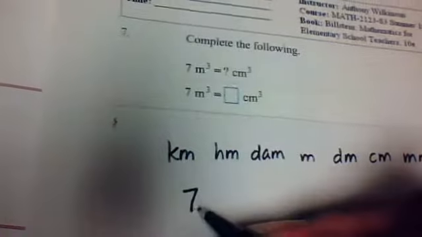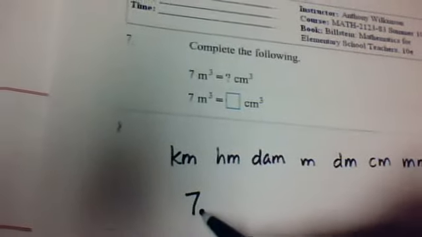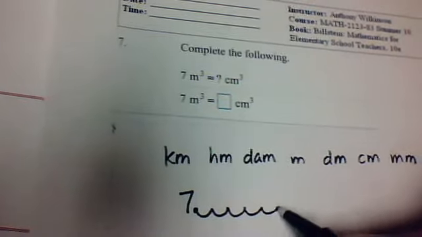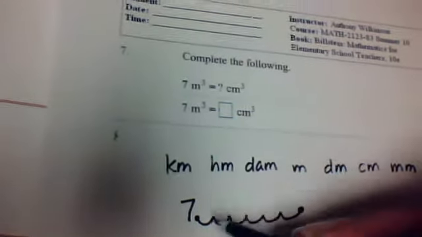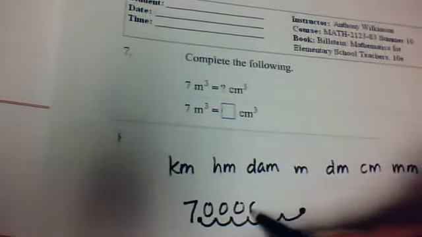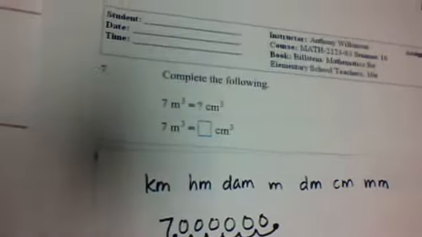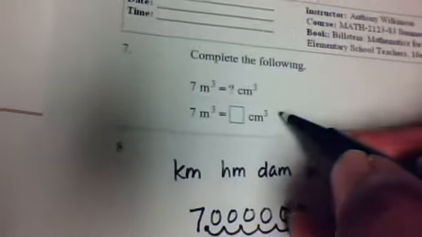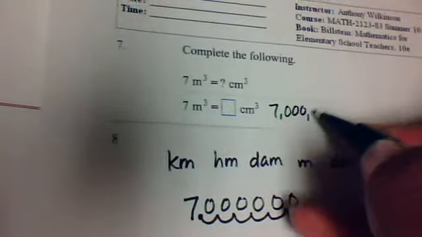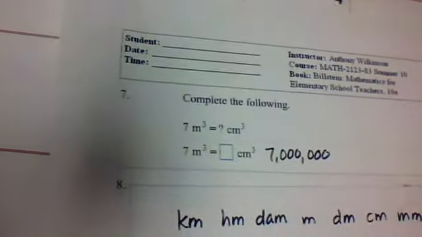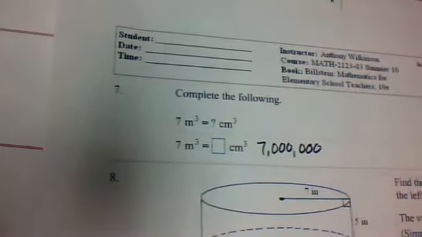So in the number 7, here's the decimal point. We'll move that decimal point 1, 2, 3, 4, 5, 6. And then we'll have to add 6 zeros behind it. So it'll actually be 7 million cubic centimeters. So 7 cubic meters will convert to 7 million cubic centimeters as an answer.